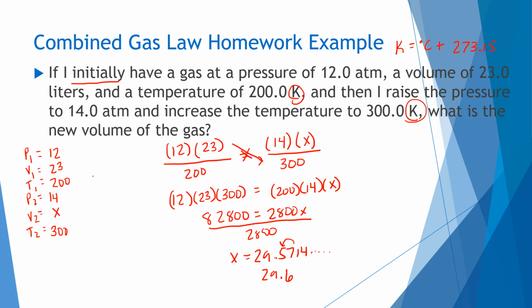Just like problems in the previous lesson, my pressure units are always going to match, my volume units are going to match, and my temperature units are going to match. So because I'm looking for volume, I'm going to look at my original volume measurement. That original volume was 23 liters, which means that this must be 29.6 liters as well.